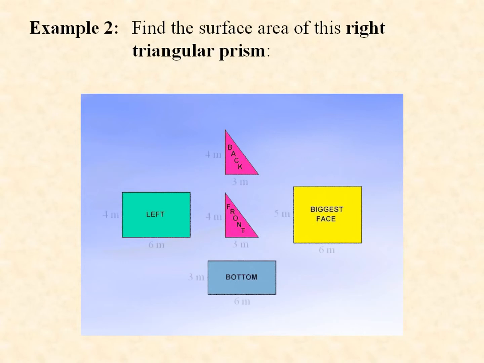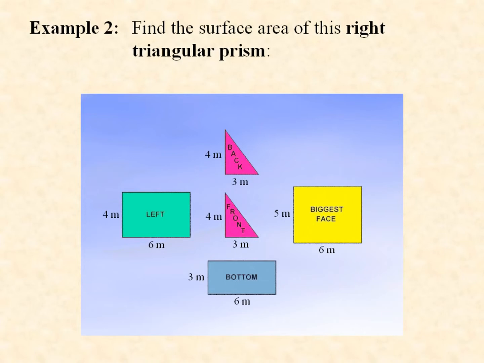Let's put those dimensions in. The left face is 4 meters by 6 meters. The back and the front are each 4 by 3. They're triangles, right triangles. The biggest face is actually 5 meters by 6 meters. And the bottom is 3 meters by 6 meters.